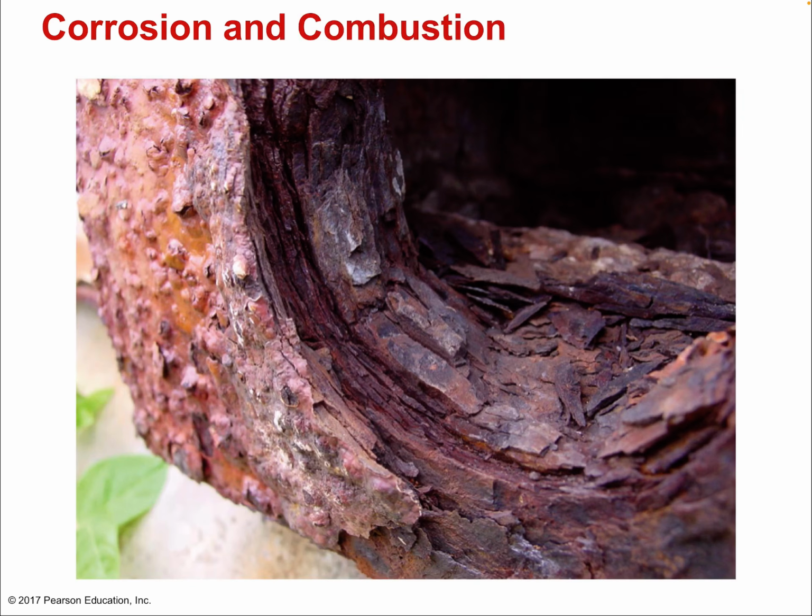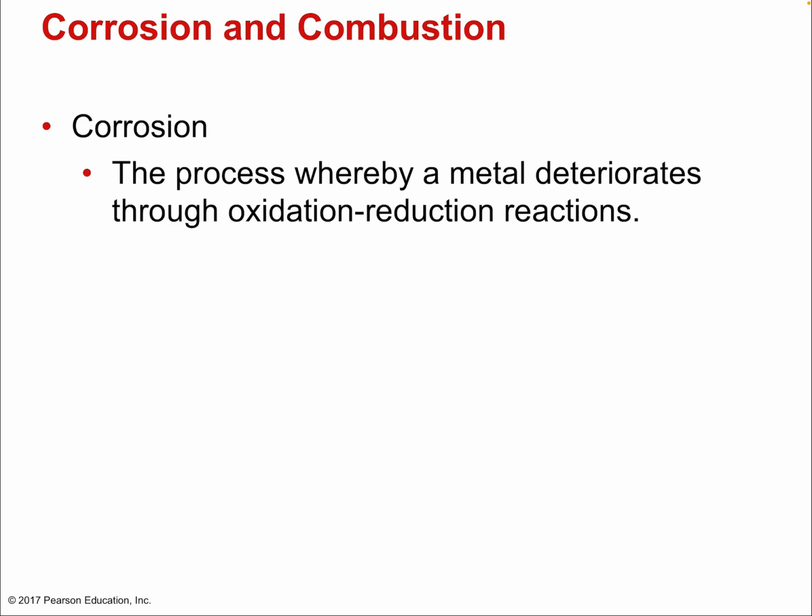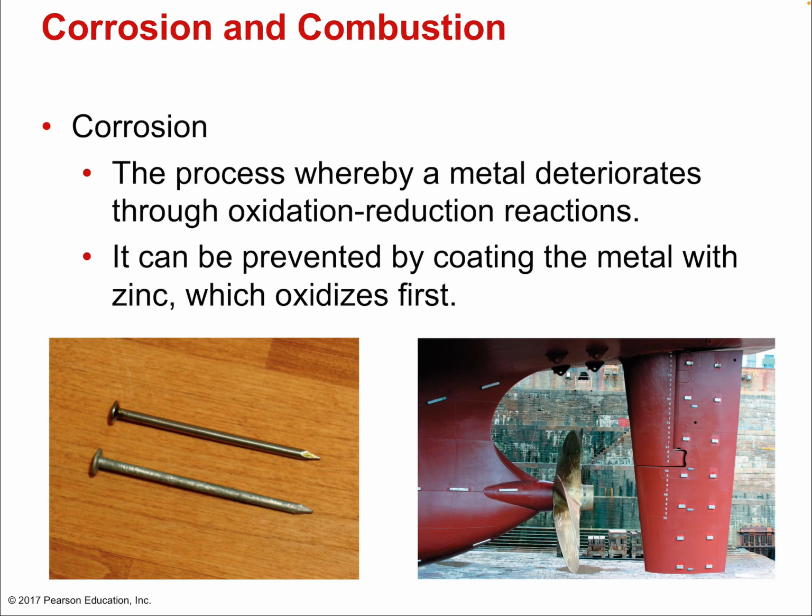All right. Also happens within the environment. We can have corrosion, right? So corrosion is the process whereby a metal deteriorates through oxidation reduction reactions. And right, this can be somewhat prevented by having a zinc coating where the zinc oxidizes first, thus reducing the structural damage of the things underneath oxidizing.